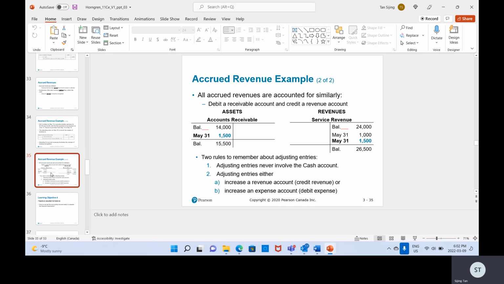When we reach the end, all accrued revenues are accounted for similarly. We can see accounts receivable on the debit side, $1,500, and revenue on the right side. So, the two rules to remember for adjusting entries. First, adjusting entries never involve the cash account. Second, adjusting entries either increase a revenue account or increase an expense account.